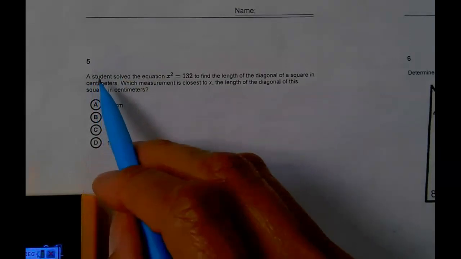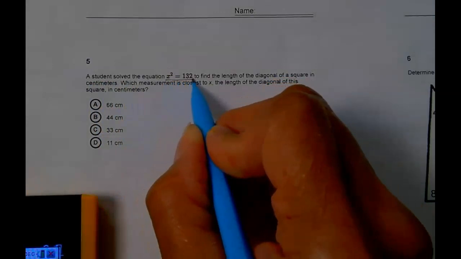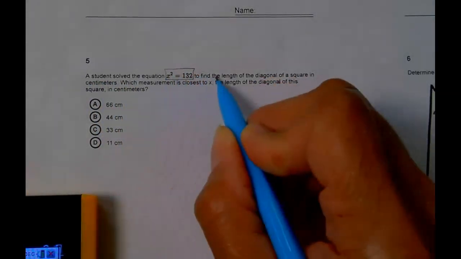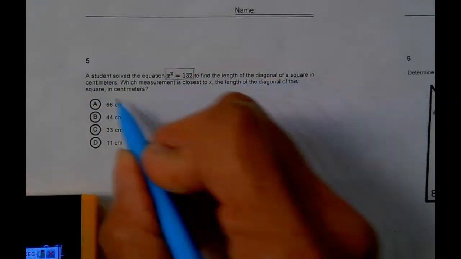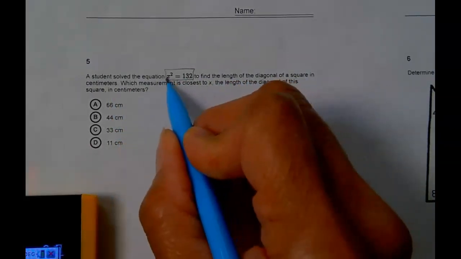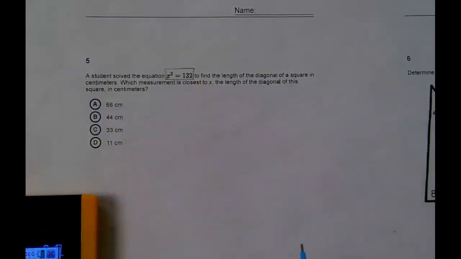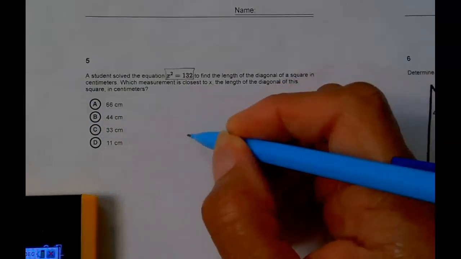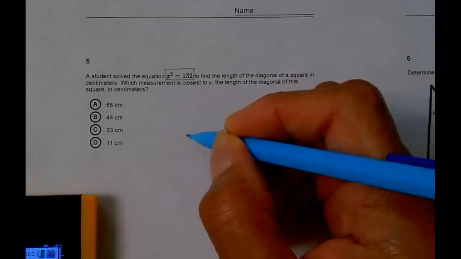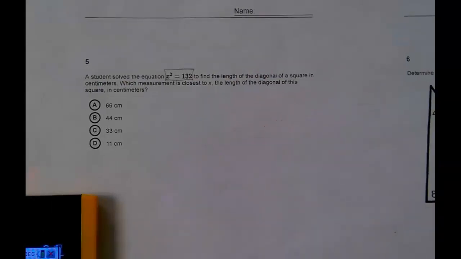Okay, so number 5, it says a student solved the equation x squared is equal to 132 to find the length of the diagonal of a square in centimeters. Which measurement is closest to x, the length of the diagonal of the square? So it wasn't a whole lot you needed to do with this one. And so what I tell students to do is, if you square root, I'm going to put it in my calculator.